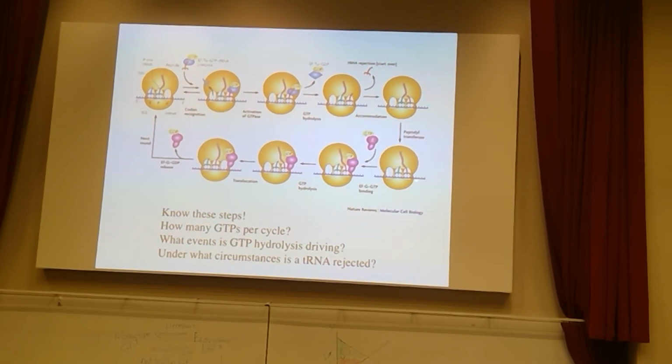But then we make our peptide bond, elongation factor G comes in, also a GTP hydrolysis event, allowing the ribosome to be translocated, elongation factor G is released, and then we repeat the whole process. So it looks like 2 GTPs are hydrolyzed for each round of this event.